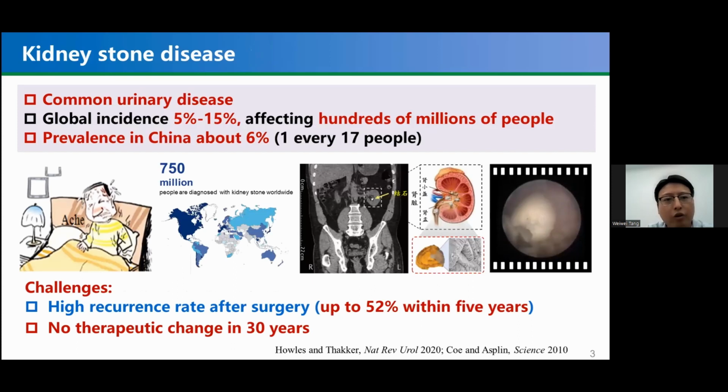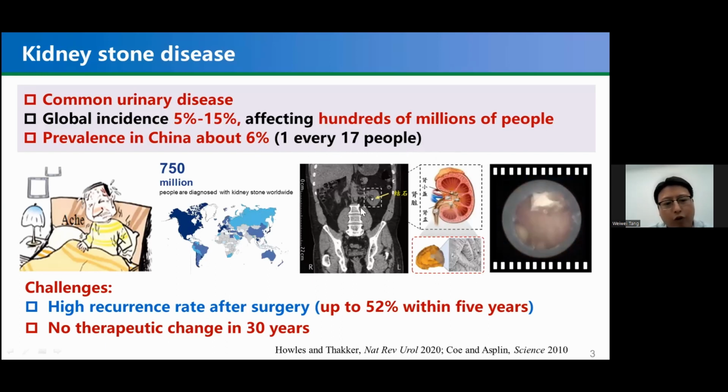So what is kidney stone? Kidney stone is a common urinary disease due to the deposition of inorganic or organic mineral in the kidney. It has a global incidence of about 5 to 15%, affecting hundreds of millions of people. The prevalence in China is about 6%, which is equal to about one patient in every 70 people.